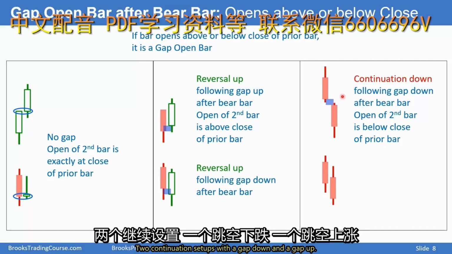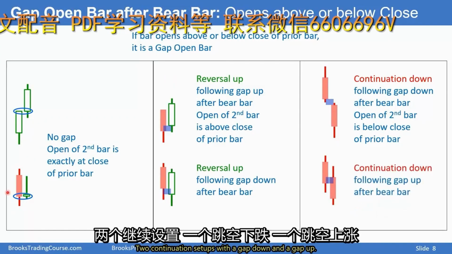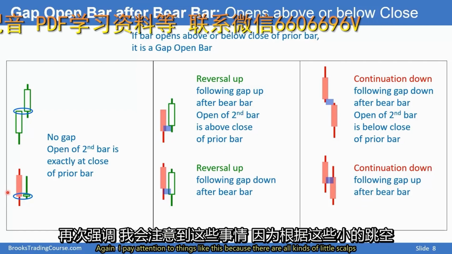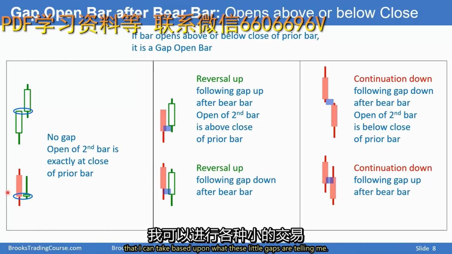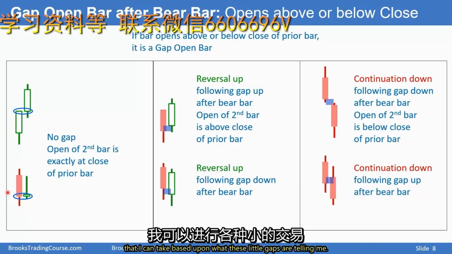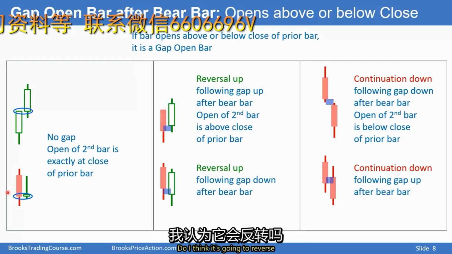Two continuation setups with a gap down and a gap up. Again, I pay attention to things like this because there are all kinds of little scalps that I can take based upon what these little gaps are telling me. Do I think the market is going to continue up? Do I think it's going to reverse?